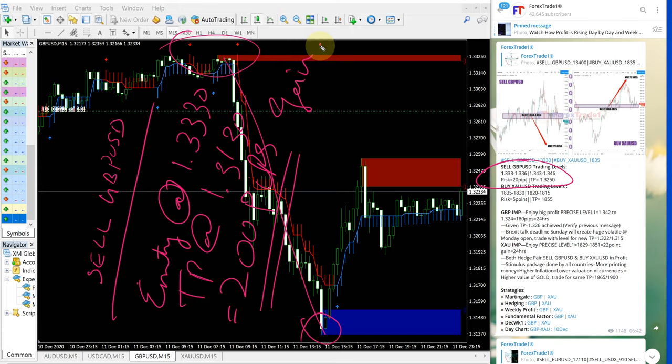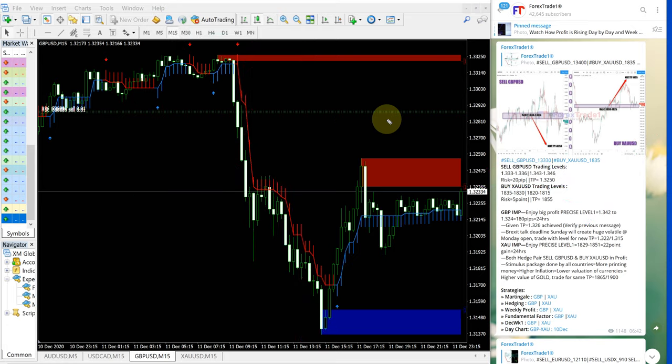So simply by following our free Telegram channel, our followers are able to make 200 pips gain on GBPUSD and 24 points gain on XAUUSD. 200 pips gain is very good profit, and it precisely started to perform from our given level towards our given direction, which is sell in GBPUSD and buy on XAUUSD. So both the signals performed well.